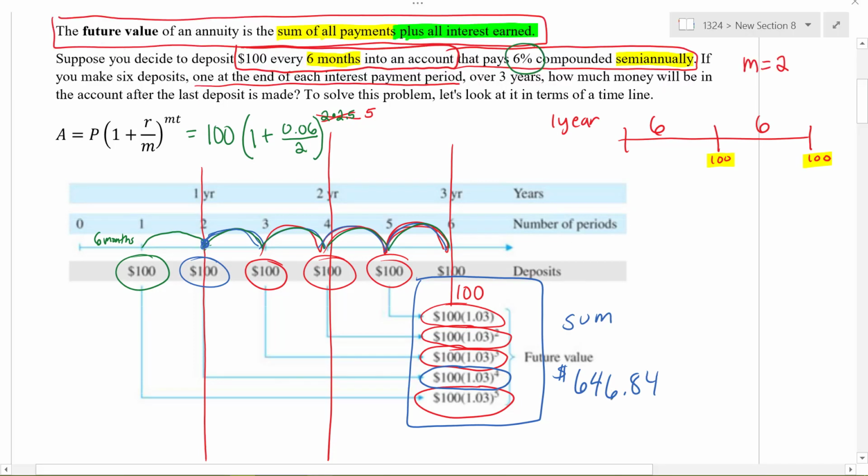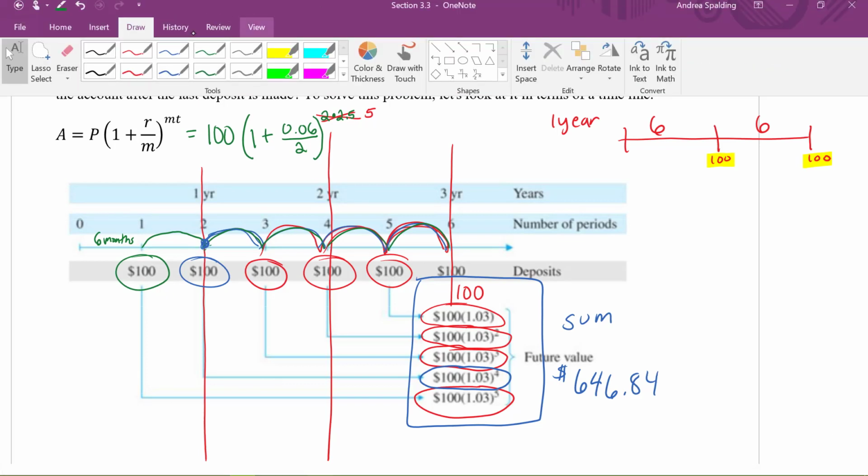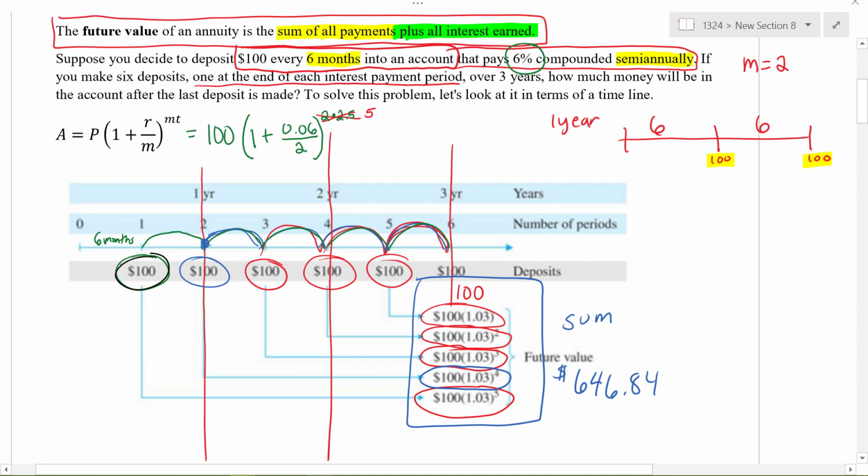How much interest have you earned? So let's ask that question. If that's how much is sitting in the account in the future, how much interest have you earned? Now we know that all of that isn't interest, right? Because didn't we make some deposits along the way? Yes, we did. We made $100 deposits 6 times. So we're going to subtract from that future value the $600 that we deposited.